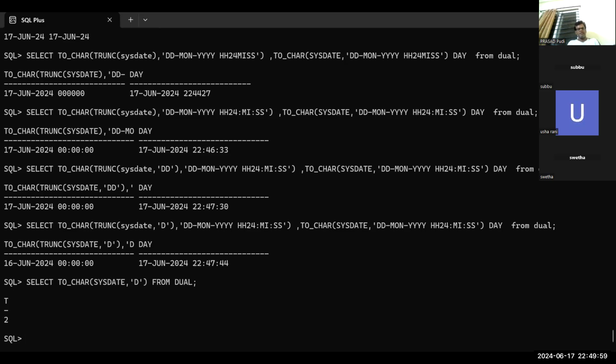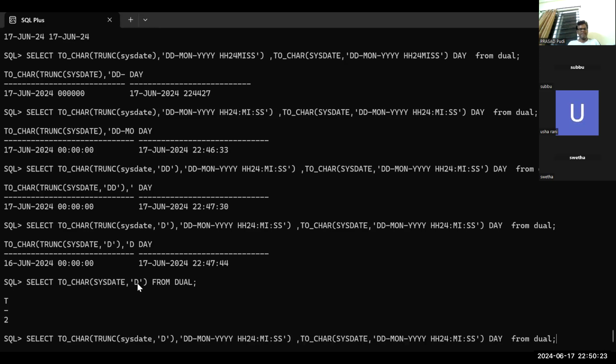So here D means it is the day of the week. Day of the week starts from Sunday and ends with Saturday. Sunday it will give 1, Monday 2, Saturday 7. Okay. Same way here, what happened in the above query?